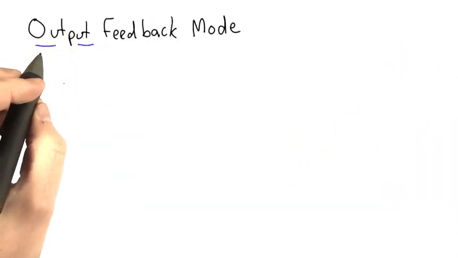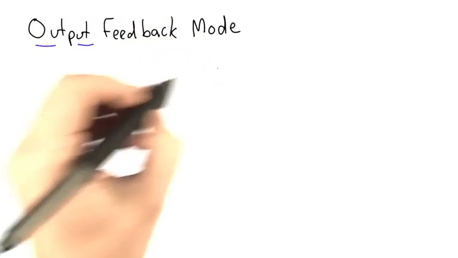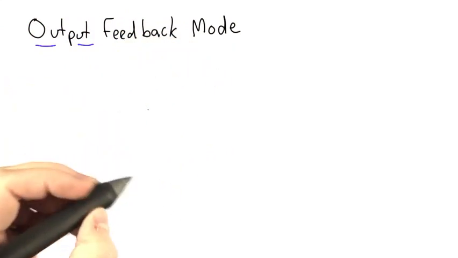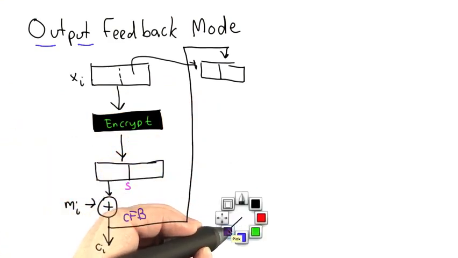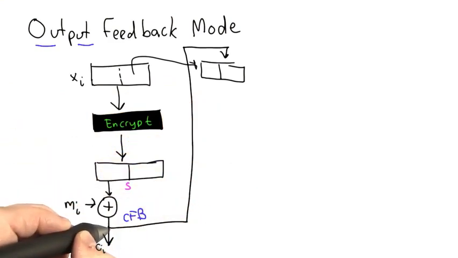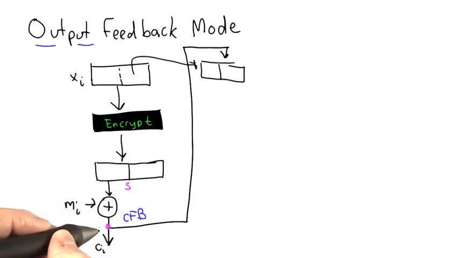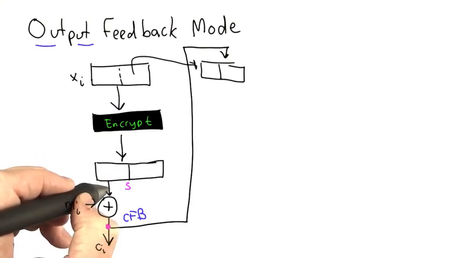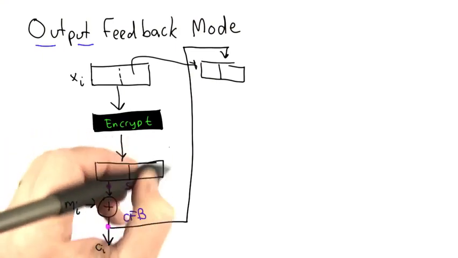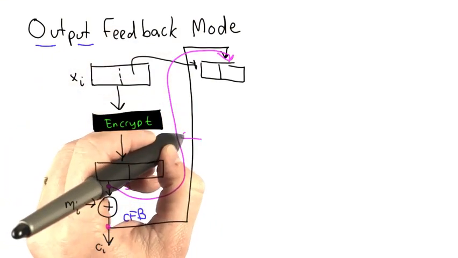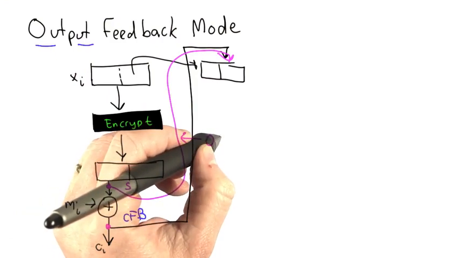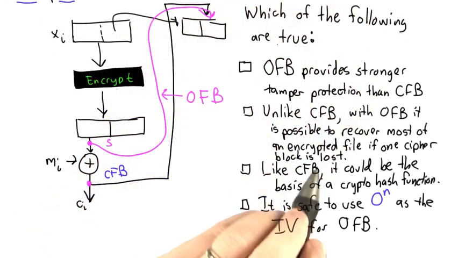For this question, I'm going to introduce a new mode of operation, which is very similar to cipher feedback mode. So this is the way cipher feedback mode worked. The change for output feedback mode is that instead of taking the ciphertext and putting that back into the X vector, we're going to take the output from the encryption. So that's the only difference between cipher feedback mode and output feedback mode. So which of the following are true?